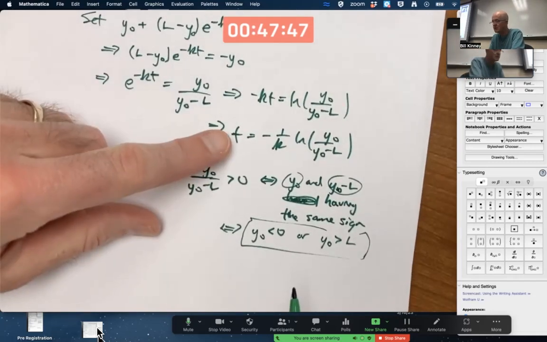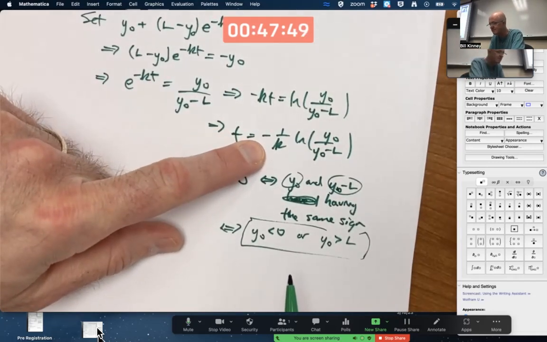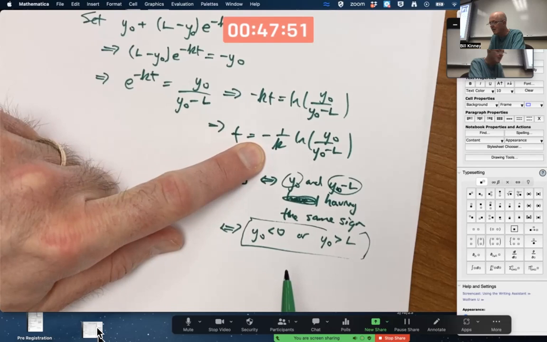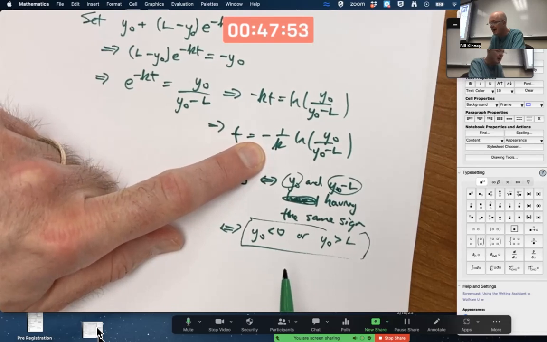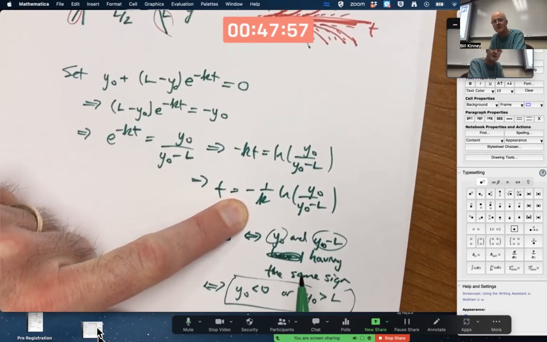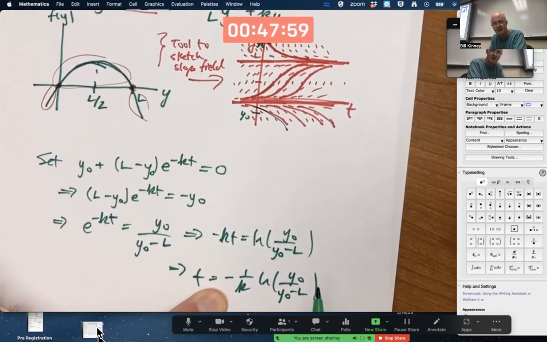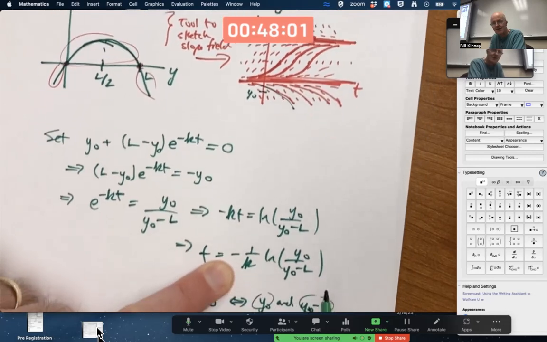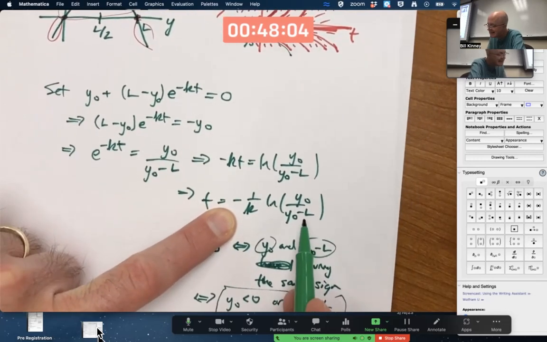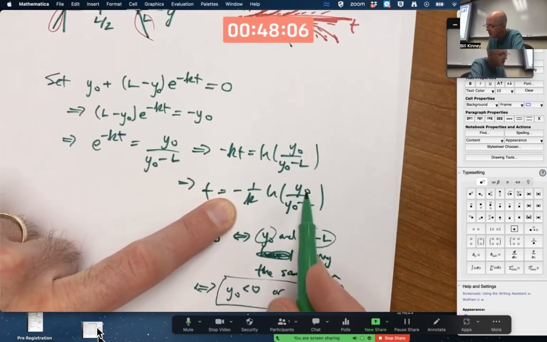And those vertical asymptotes are going to occur here. And then the claim here is when y0 is bigger than L, that's a negative number. And when y0 is negative, it's a positive number. Is that obvious? When y0 is negative, this fraction will be positive.